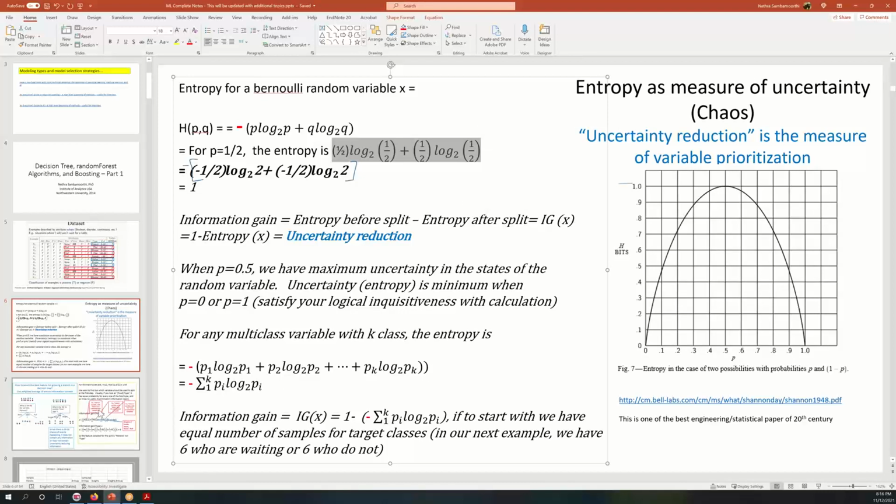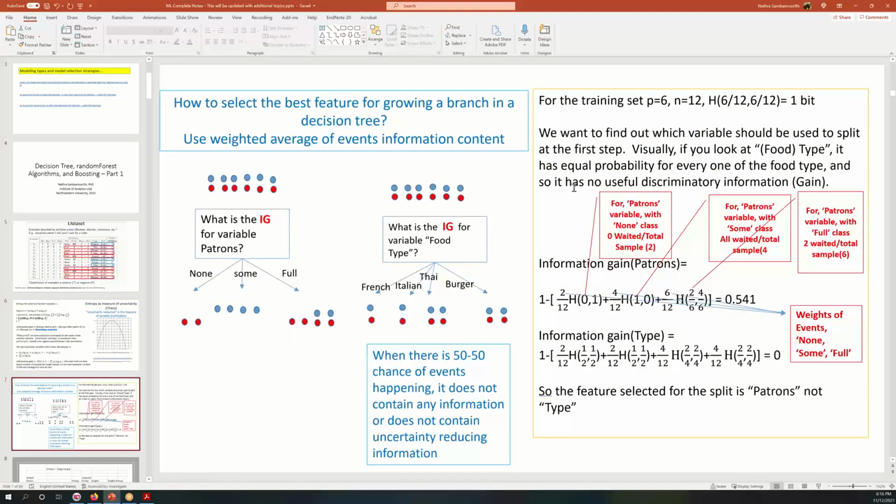Now, let's go back to this one. So this is how you calculate. We want to find out which variable should be used to split at the first step. Visually, if you look at the food type, it has equal probability. Between these two, whether I should use this or this, it's very clear, right? Every one of the food types has an equal chance, so it has no useful discriminatory power.